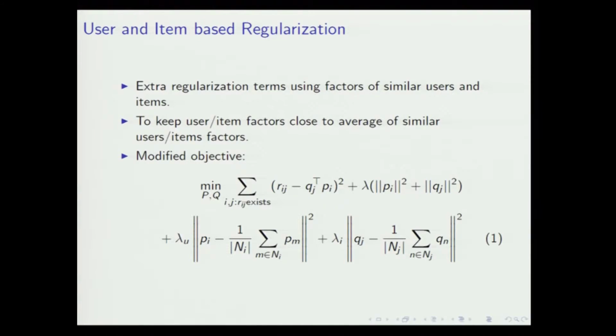And there can be a clever way of doing this splitting. Rather than just splitting the data row-wise, maybe we can split the rating matrix in such a way that similar users reside on the same machine. For such a scenario, we propose a new regularization, which tries to keep these user and item factors close to the average of similar users' and items' factors, so that we add a regularization term on their difference. We'll see in the results that this helps to improve the test RMSE.